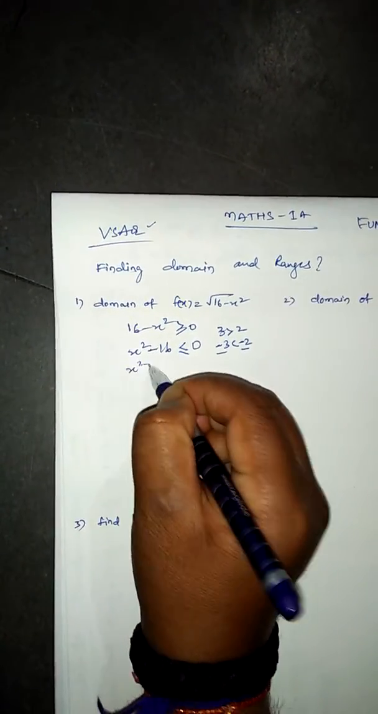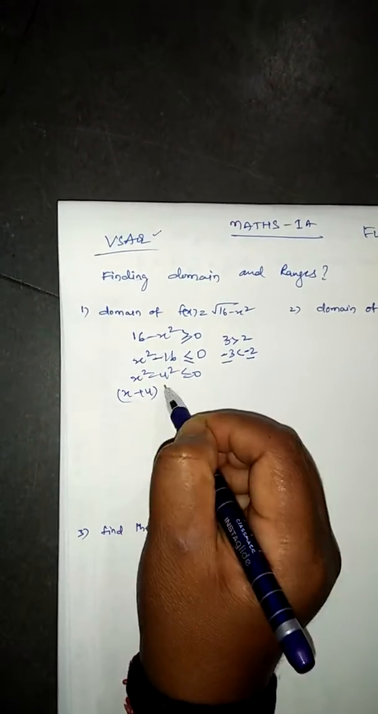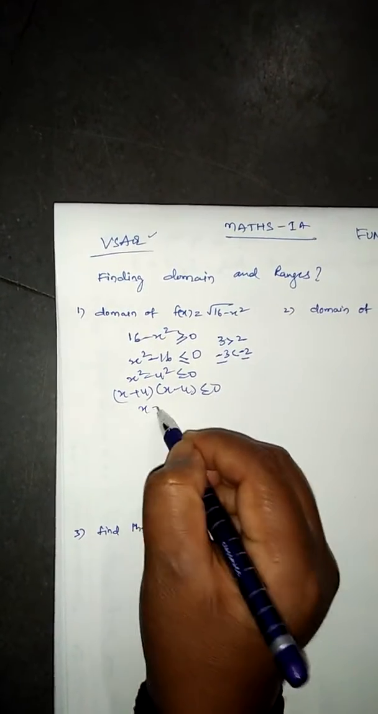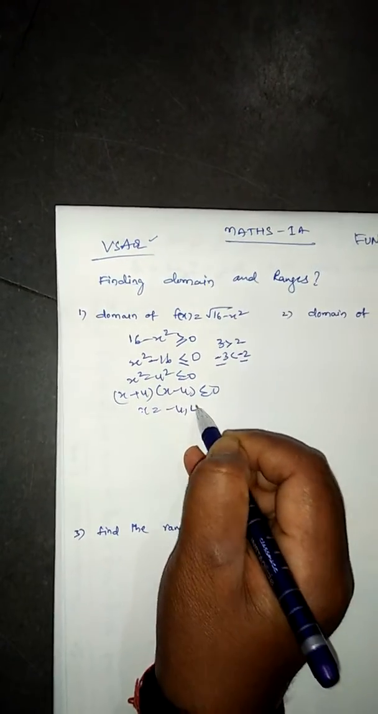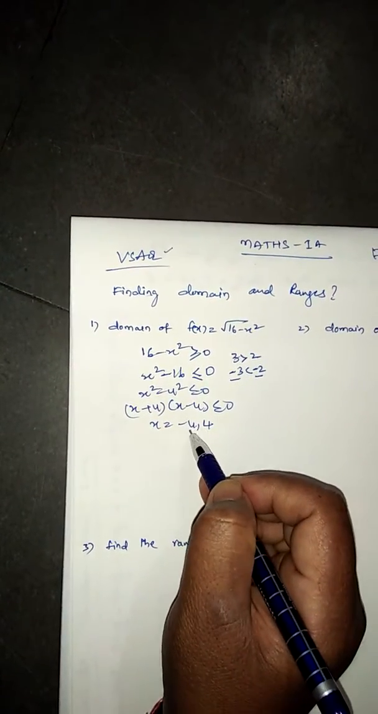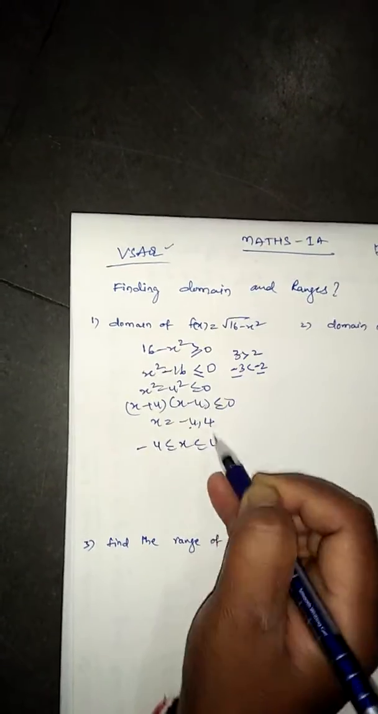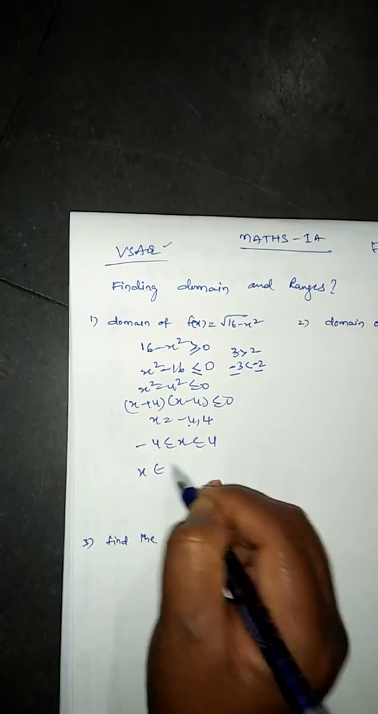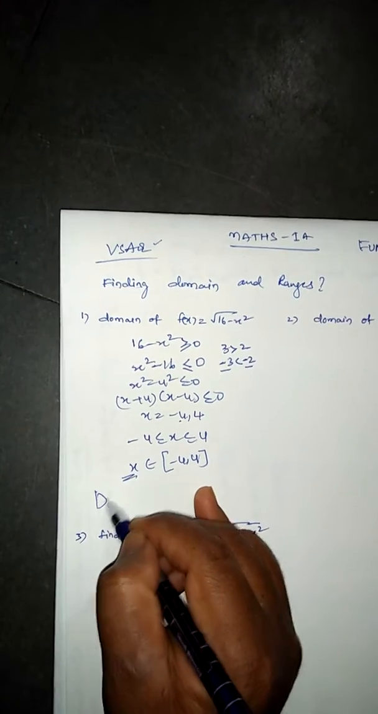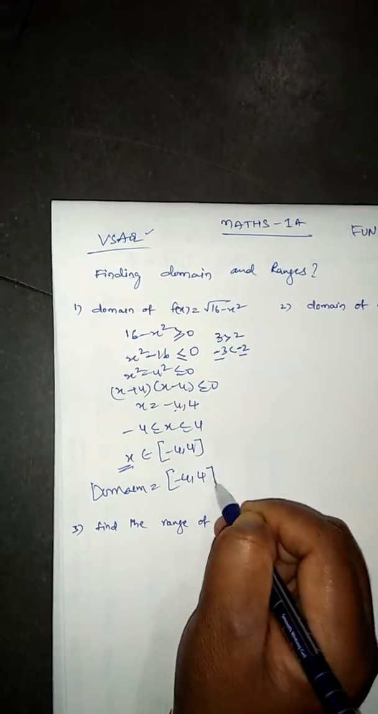Here I'm writing x square minus 4 square less than or equal to 0. (x plus 4)(x minus 4) less than or equal to 0. So the x values are minus 4 and plus 4. Less than or equal to 0 means these x values lie between minus 4 and 4. So I can write minus 4 less than or equal to x less than or equal to 4. So x belongs to the closed interval minus 4 comma 4. That's your required domain. So your domain is the closed interval minus 4 to plus 4.